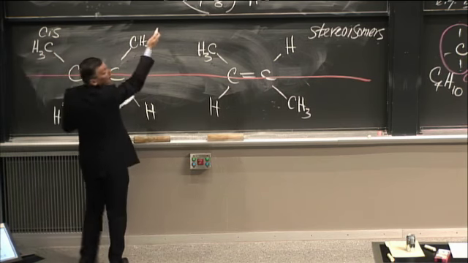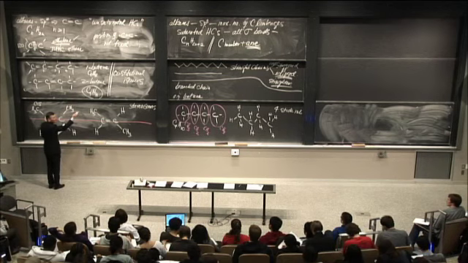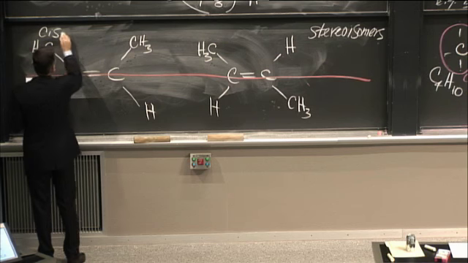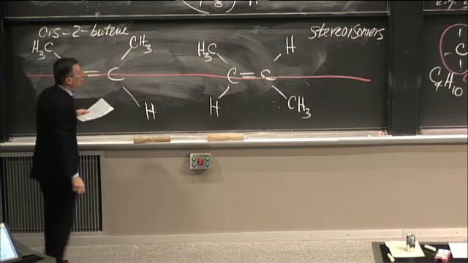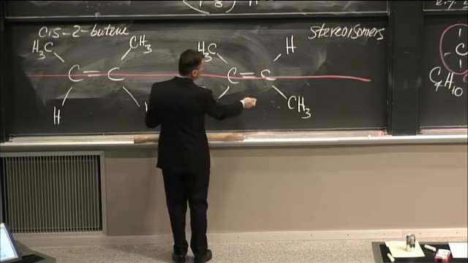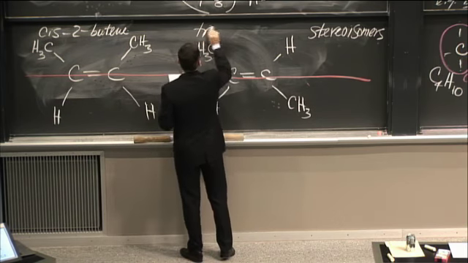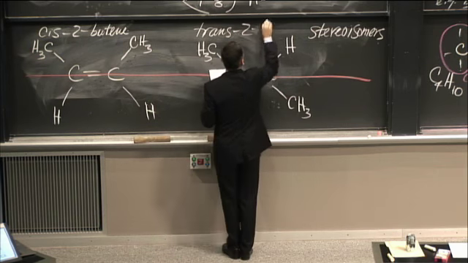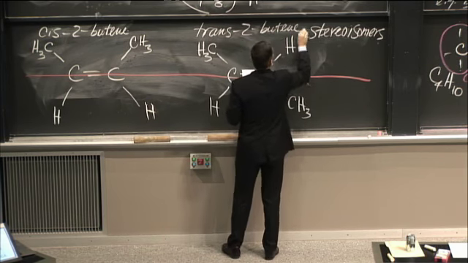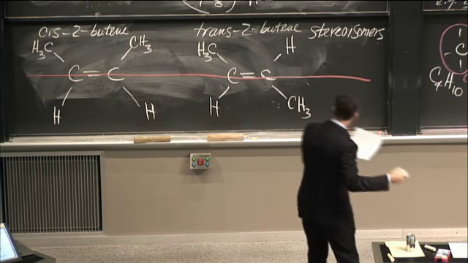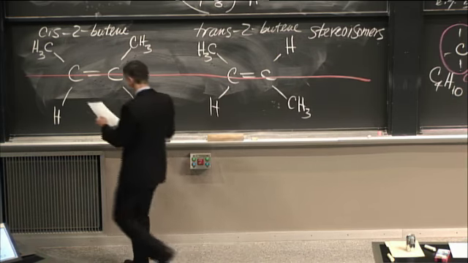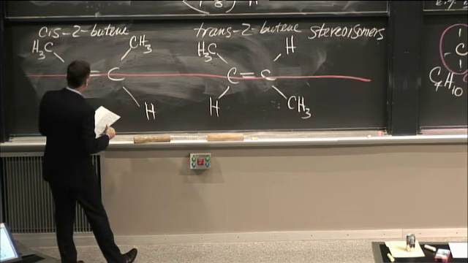So when they're on the same side, this is called cis-butene. And let's be super pedantic. It was a 2-butene. So now it's a cis-2-butene. This is terrific. And this is a 2-butene, but it's on opposite sides. So this is called a trans-2-butene. Cis-2-butene and trans-2-butene.